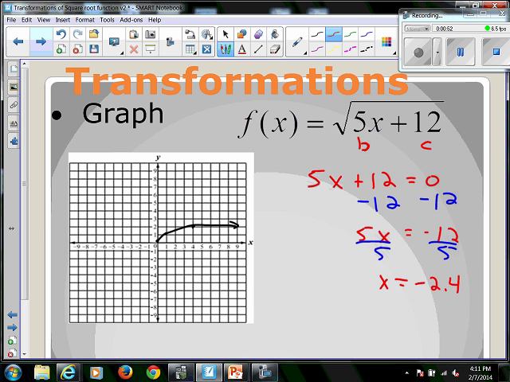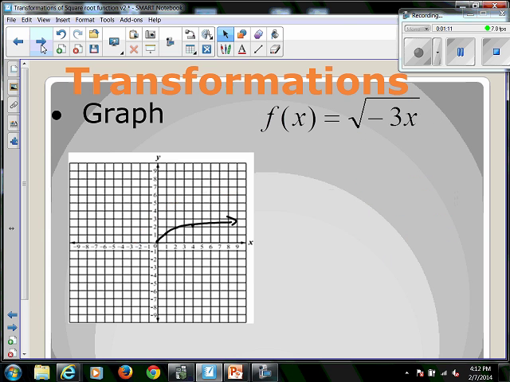So I'm going to graph it. We know that it still opens right because we didn't have a reflection with A or B, and it still opens up. Since B was bigger than 1, we're going to have a stretch. Let's take a look at another one.